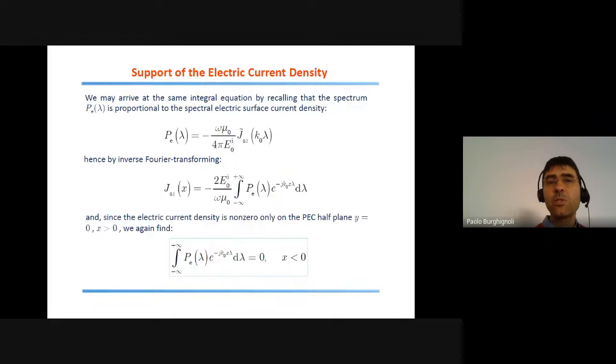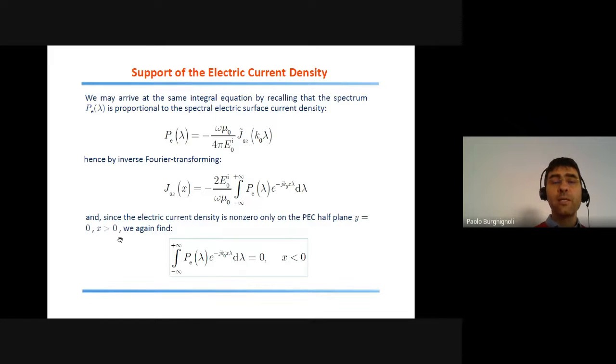The same integral equation can be obtained with a different approach by recalling that our spectral function, the function p sub e, is proportional to the spectral current J tilde. So that if you inverse Fourier transform the spectral current, you obtain the current in the space domain. This is what you get. An integral of p sub e of lambda times the exponential of any inverse Fourier transform. But again, this current density is non-zero only where the metal is present, that is when x is positive.